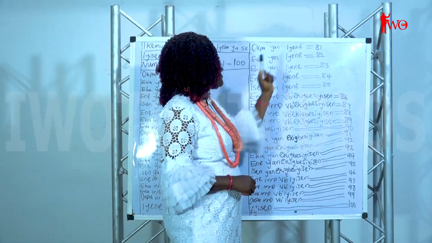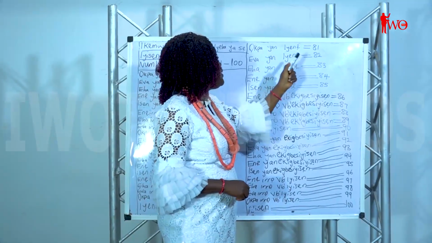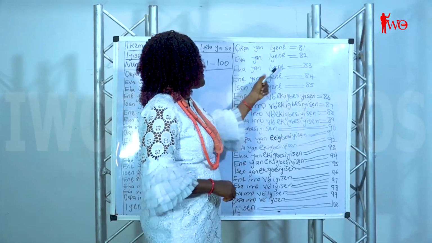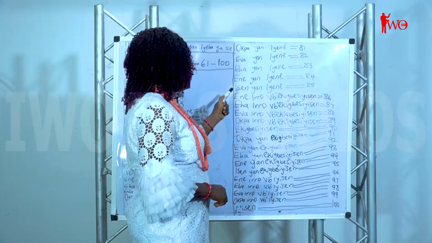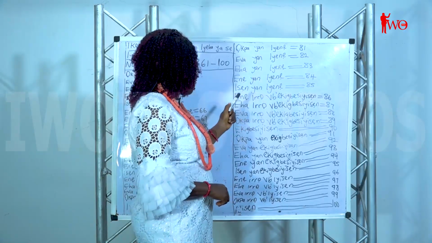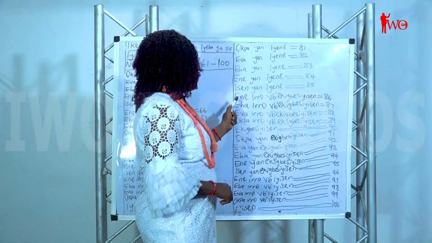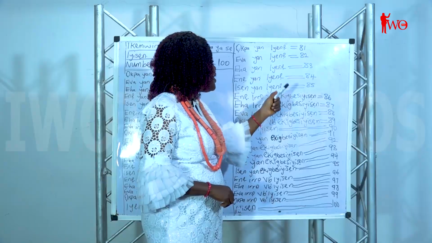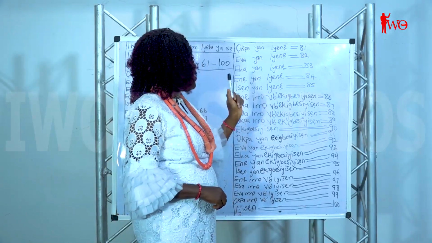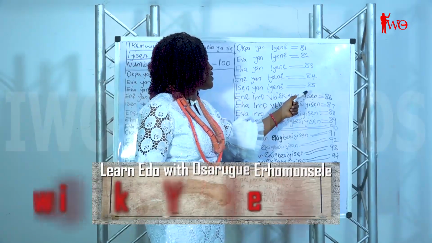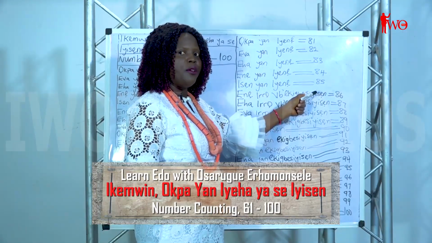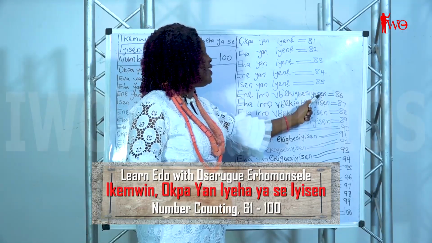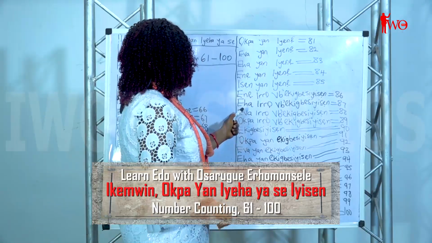Okpanya iyene 81, evanya iyene 82, ehanya iyene 83, enenya iyene 84, isenya iyene 85. Eneiro kigbesi yisen. Now we see that we are approaching 100. So because iyisen means 100.